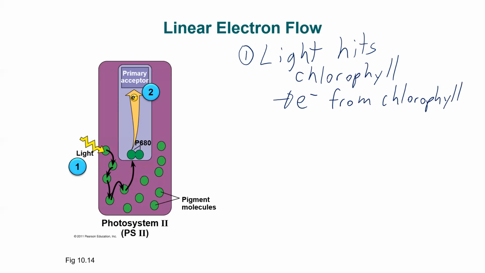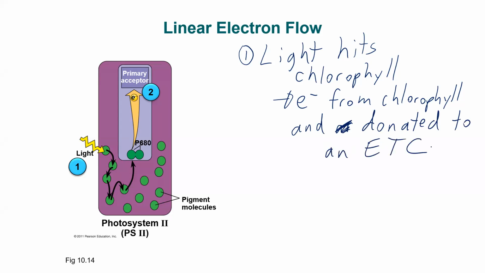I'm going to skip over that and basically say what happens to those electrons. Those electrons are donated. Electrons from chlorophyll are donated to an electron transport chain. So I'm just going to put ETC for electron transport chain. So that's the first step. Energy comes in, it rips electrons off chlorophyll. Those electrons are put into an electron transport chain. And we'll get to that in a second.